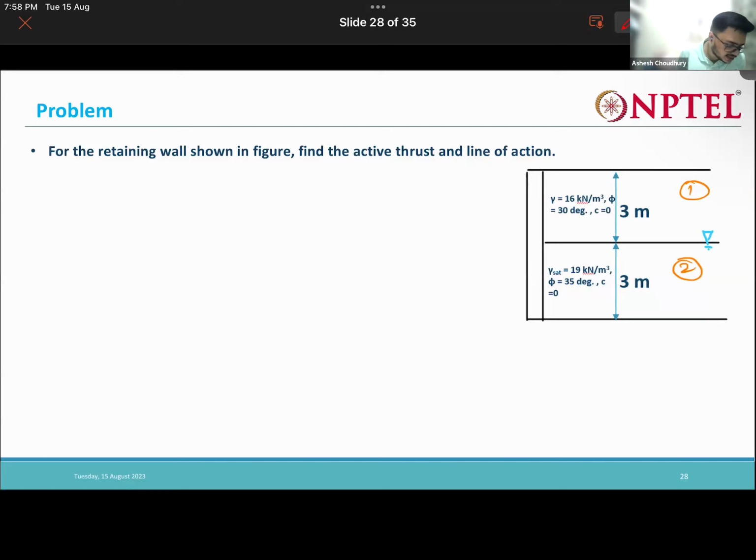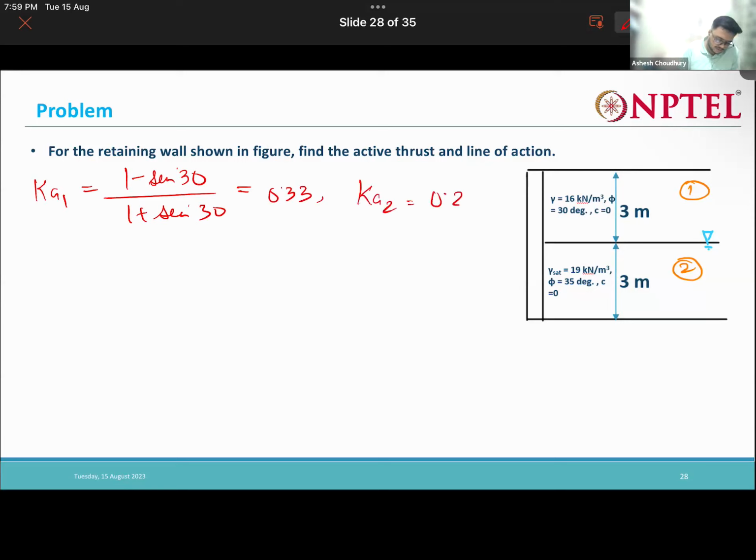So we will have two Ks, right? What is Ka1? 1 minus sine 30 by 1 plus sine 30. We'll have 1 by 3, 0.33. And what is Ka2? We just found out previously, 0.27.